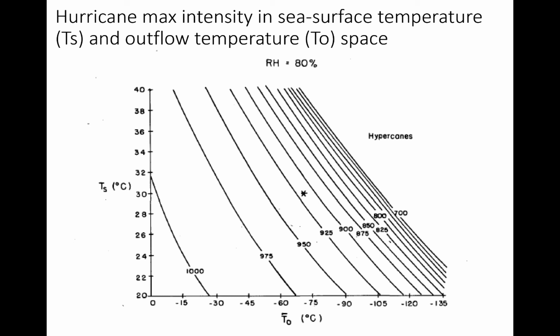An example of how minimum pressure varies as a function of boundary layer and outflow temperatures, given a relative humidity at low levels of 80%, is shown here. As you can see, the minimum pressure, denoted by these numbers, generally decreases as the difference between the two temperatures, the surface temperature on the y-axis and the outflow temperature on the x-axis, becomes larger. Eventually, we reach simply theoretical intensities that correspond with temperatures that are not observed, such as really high sea surface temperatures or really cold outflow temperatures at the top of the troposphere.